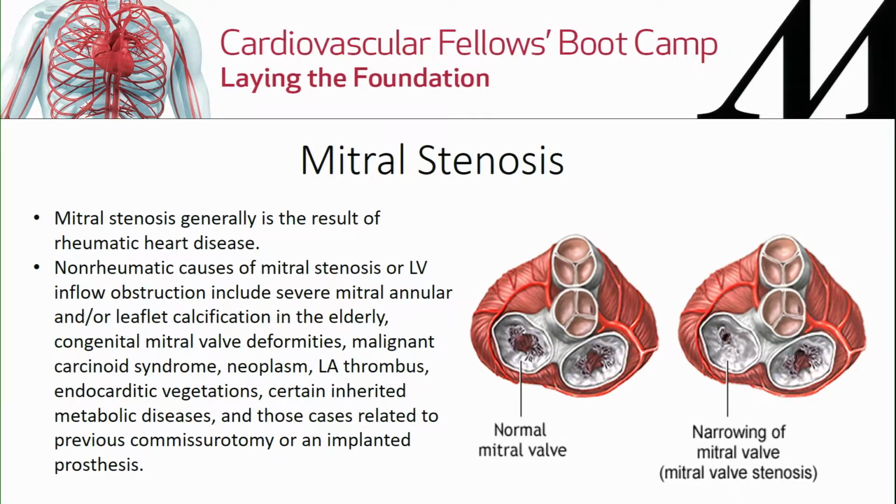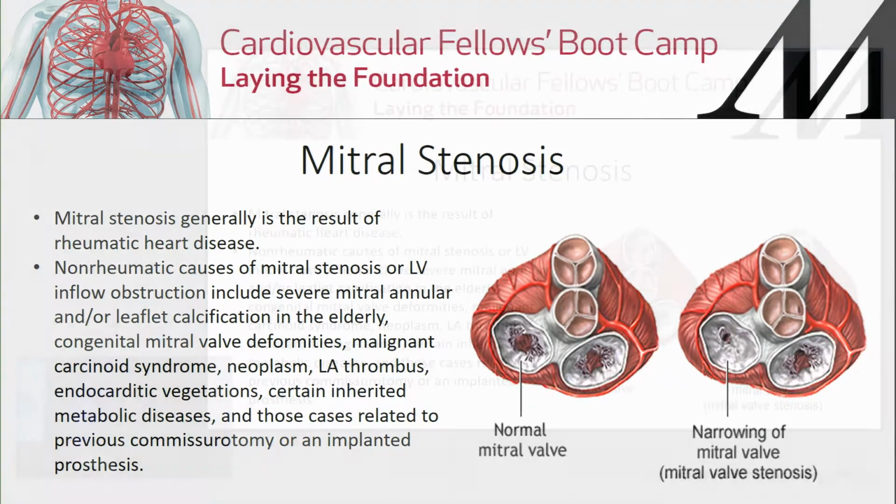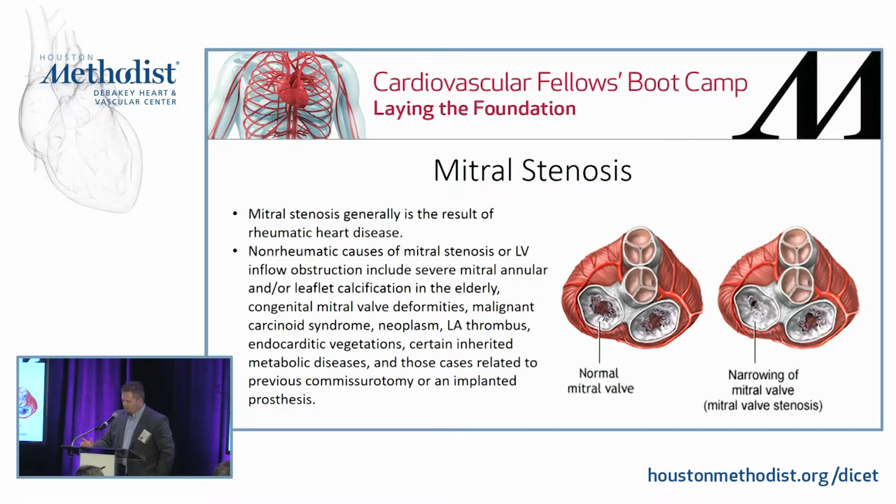So mitral stenosis, which you see here on the right, is narrowing of the mitral valve. Abnormal inflow from the left atrium into the left ventricle can happen for a number of reasons. Most common reason worldwide is rheumatic heart disease. Group A strep infection leads to rheumatic fever. When left untreated, 3 or 4 decades later, we start developing rheumatic heart disease.